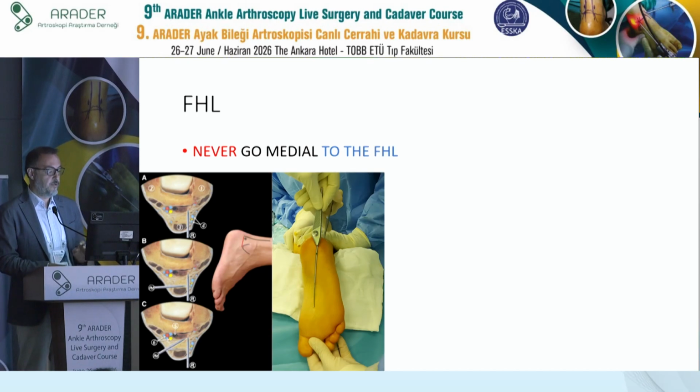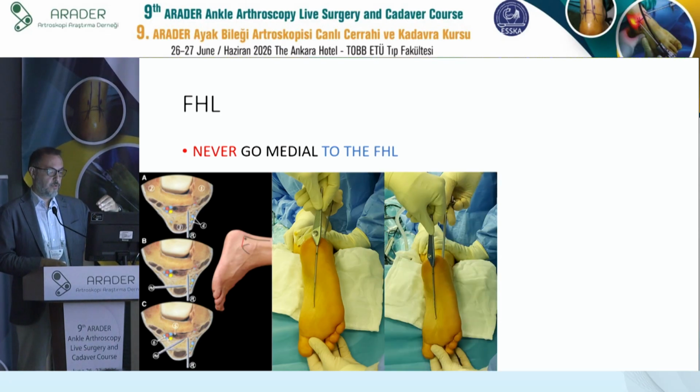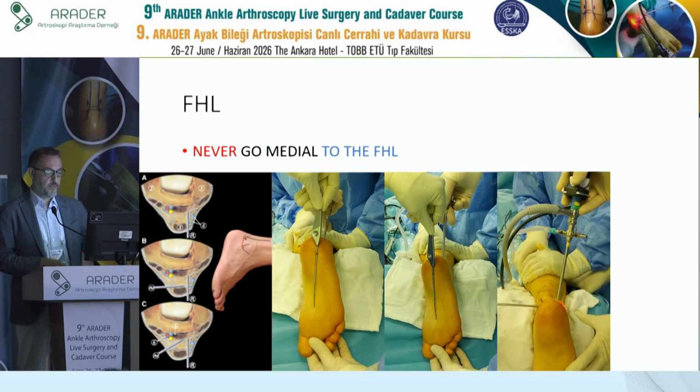Therefore, when you are introducing the probe the first time, you should aim to the first web space. Then you introduce your camera, then you open the posteromedial portal, you get a 90 degrees connection between them, then you create your working space afterwards.